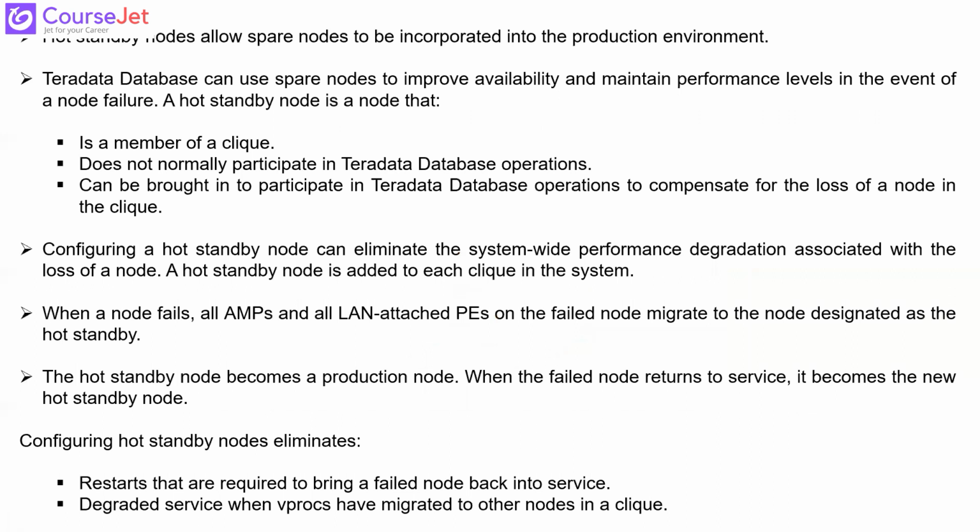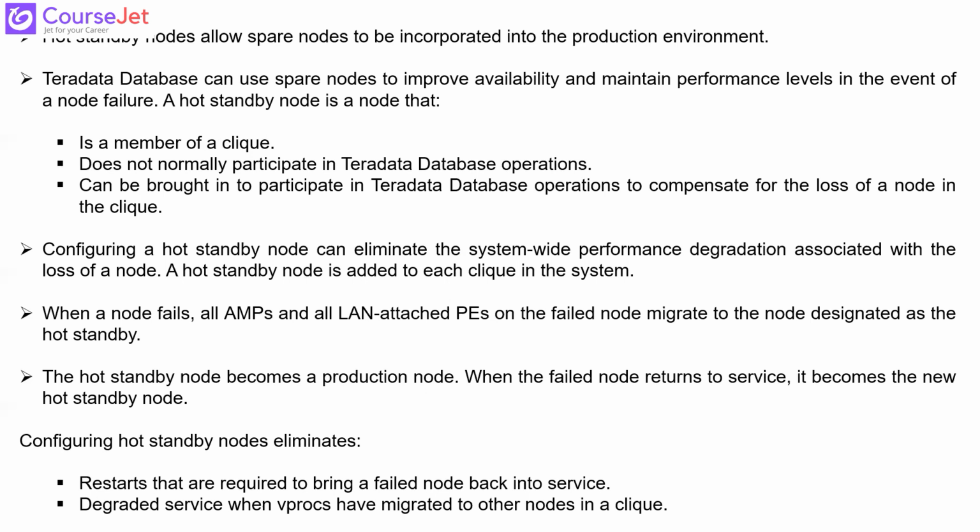So this is about standby nodes. Standby nodes allow spare nodes to be incorporated into the production environment. Teradata Database can use spare nodes to improve availability and maintain performance level in the event of node failure. Again, a hot standby node is a node that is a member of the clique, does not normally participate in Teradata Database operations, and can be brought in to participate in the operations to compensate for the loss of a node in the clique. This configuration of a hot standby node can eliminate the system-wide performance degradation associated with the loss of a node.